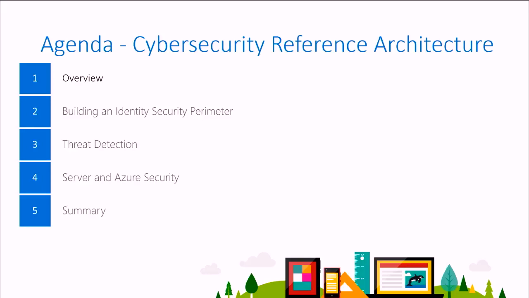Then we'll be talking about how to build an identity security perimeter, really taking those building blocks, how you build each one of those, and which ones to focus on. The third module will be on threat detection, where we talk about threats and how you address that from a strategic perspective, and what the components of the reference architecture are that bring it to life essentially. And then we'll talk about server and Azure security, really foundational components. And then the last piece will summarize it up and close it out. So with that, let's go ahead and get going.